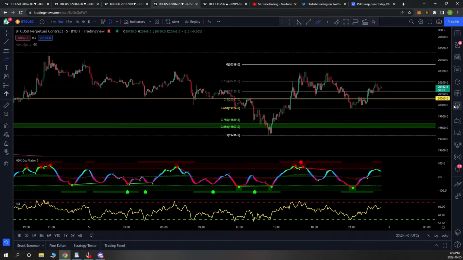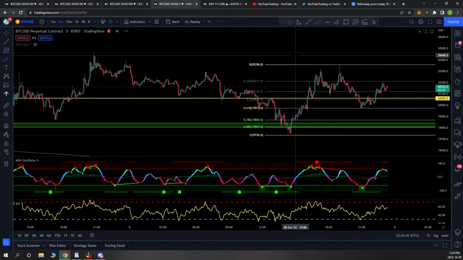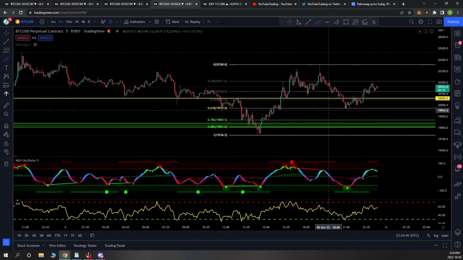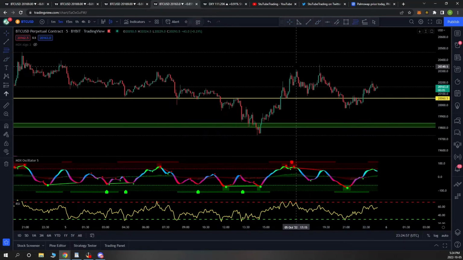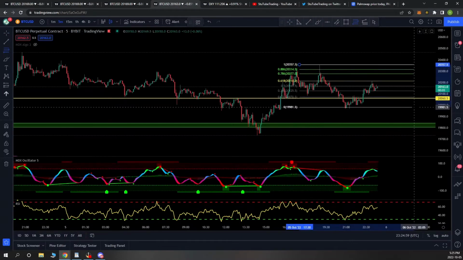Really zooming in here, this is a 5-minute chart. We got a little bounce off the 0.618 of our little micro swing. We did break this structure down here, so you know what, at this point we might be looking at starting a downtrend. We're going to have to see. I'm personally not interested in playing the downside right now.